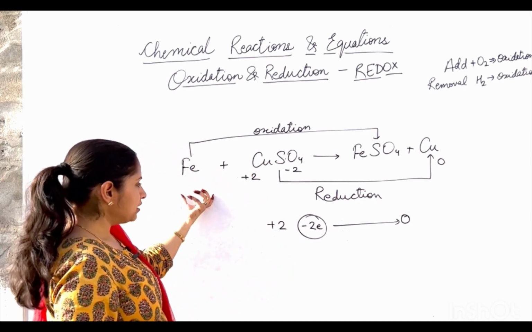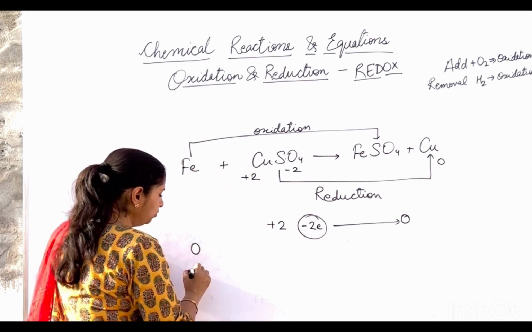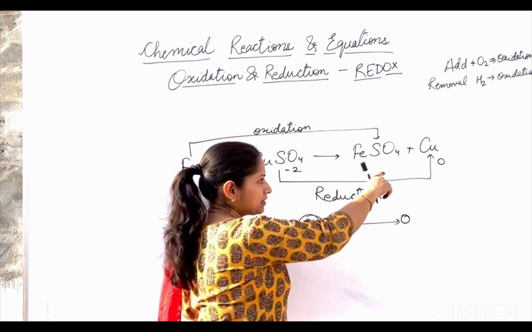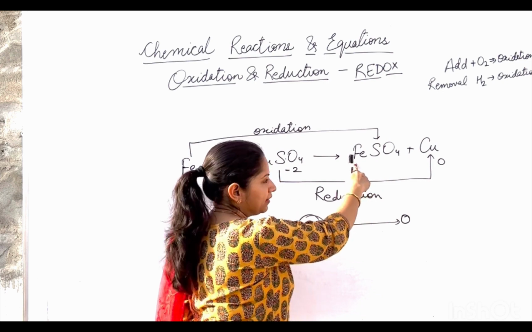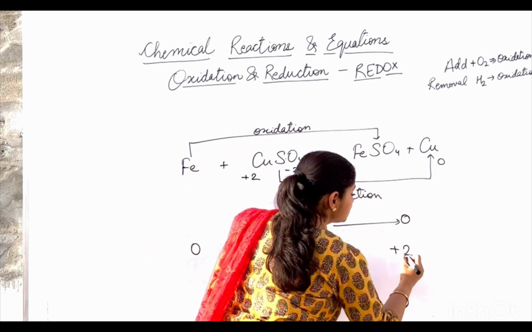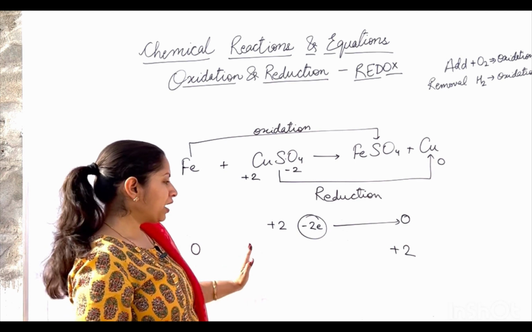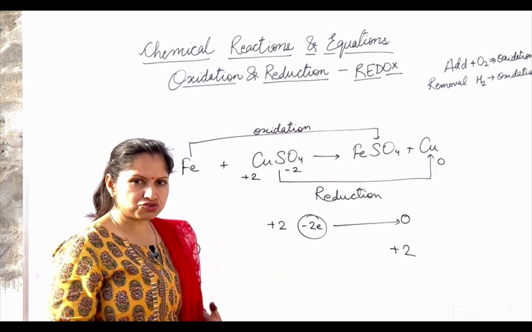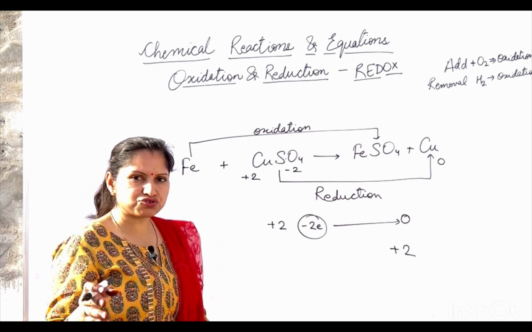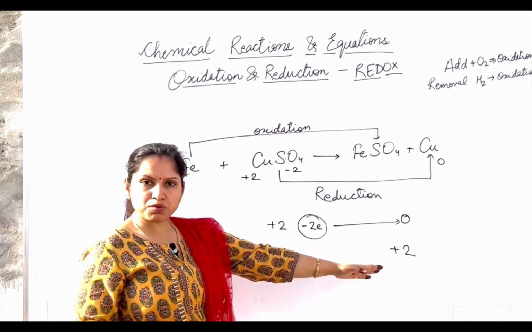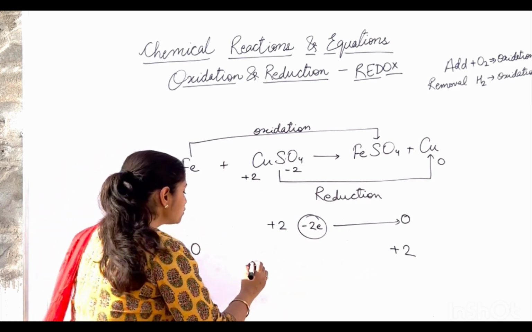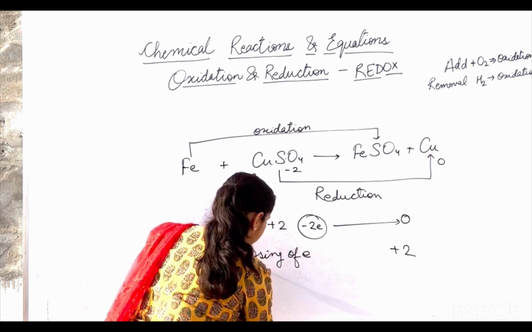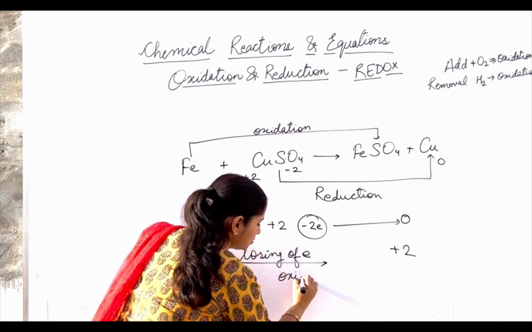Now similarly here iron was 0. Iron was not having any positive or negative charge, but when we talk about ferrous sulfate, SO4 is -2 and iron is +2. So it has become +2. What would it have done to become +2? It must have lost 2 electrons. It would have given 2 electrons to someone so that it becomes positively charged. So losing of electrons is oxidation.